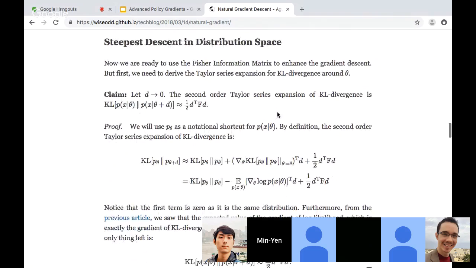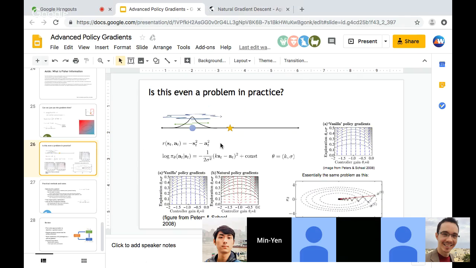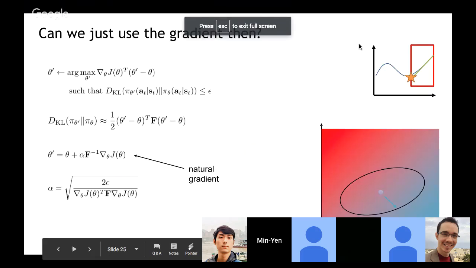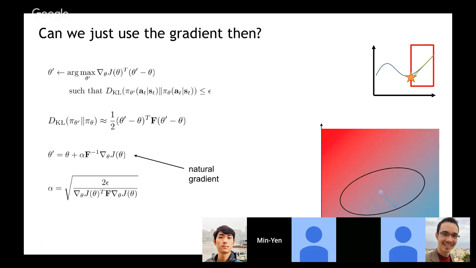Do we necessarily need to do this Fisher inverse matrix when we update? Look at slide 25. So when you update theta prime, you have theta plus. You have a theta prime update here, which is the gradient scaled by the natural gradient, right? So we actually need to calculate this.